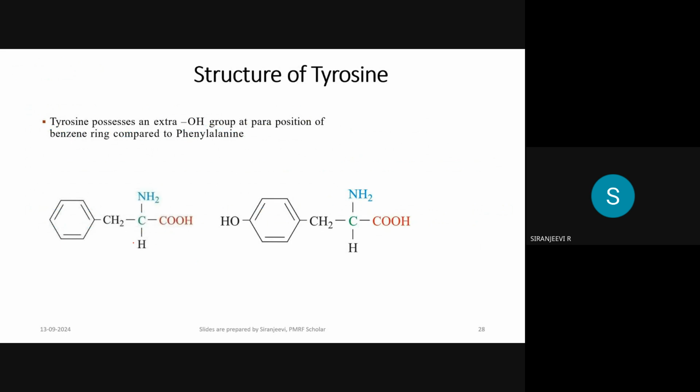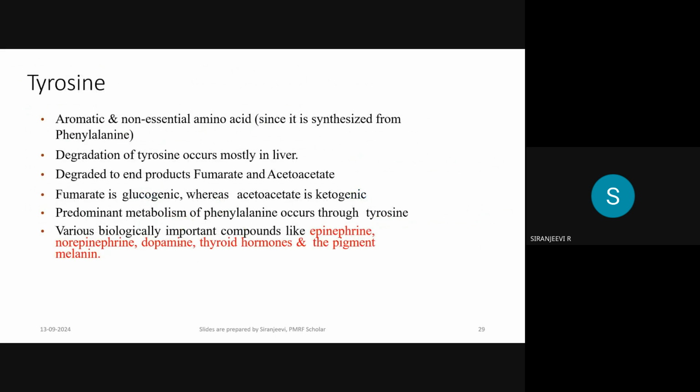The next amino acid that we are going to see is tyrosine, which is a hydroxylated form of phenylalanine. Only one extra OH group will be there in tyrosine when compared with phenylalanine. As we already know, tyrosine is also an aromatic amino acid, but it is non-essential because it can be derived from phenylalanine in the body.